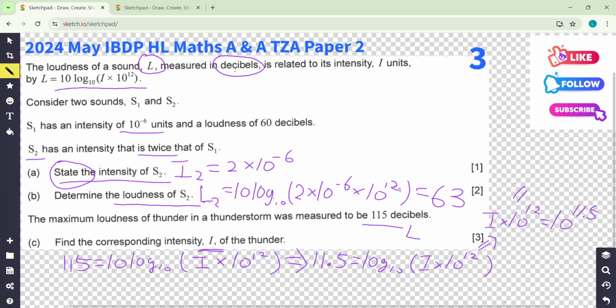So what is I? So I equals 10 to the power 11.5 minus 12, right? Move it, become a division. Division is subtraction. So 10 to the power 0.5. Okay, last step is calculation. So work on it. 10 to the power 0.5. So if you got this step, it's hard to get it wrong, but still pause.